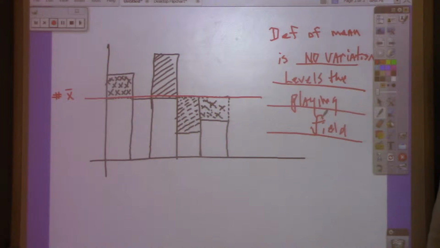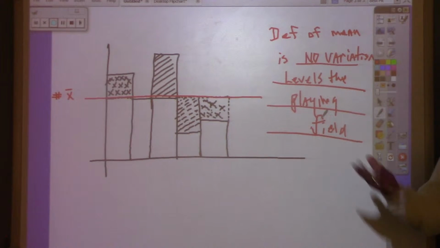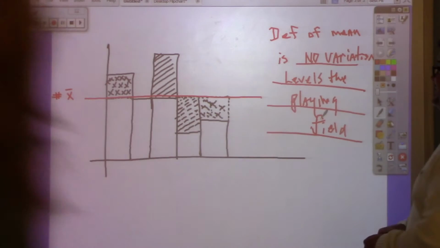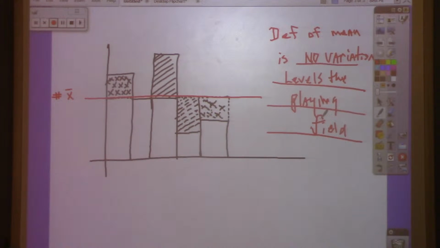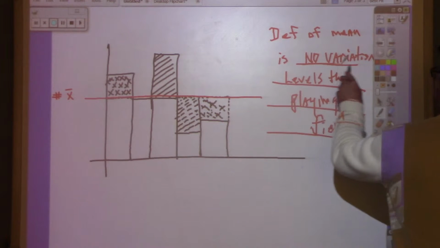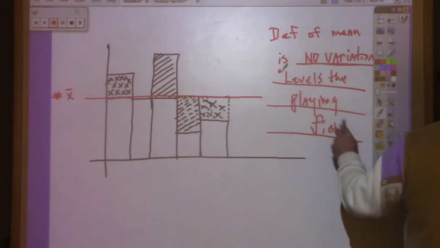So you've got the mean that represents no variation, and then you've got the standard deviation that tells you how much variation you have in the data. So you've got to learn to read this stuff. And I guarantee you that nobody in here knew the definition of the mean. But you knew how to find it on a calculator. But you didn't know what it was. So you missed it. Oh well. I'll watch the video. Okay. The mean is the number that represents no variation or levels the playing field.